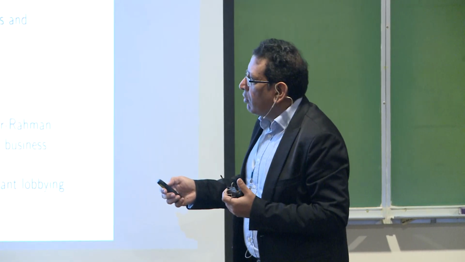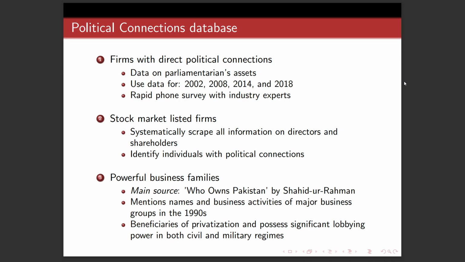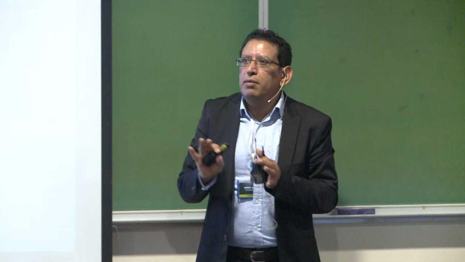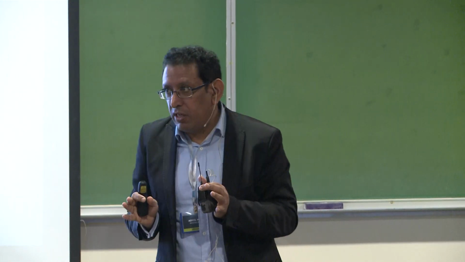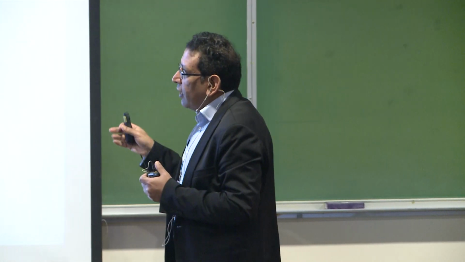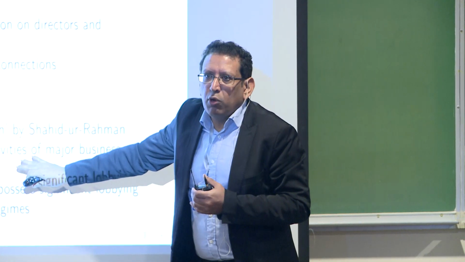Lot of work on political connections. That's what really consumed us. Very quickly, what we did, we have firms with direct political connections, so these are parliamentarian assets, and you could see which firms they're owning. Turns out that doesn't matter a whole lot. Much of the action is not being done by parliamentarian firms, but actually other kinds of firms. We had stock market as well. The most important was this book.